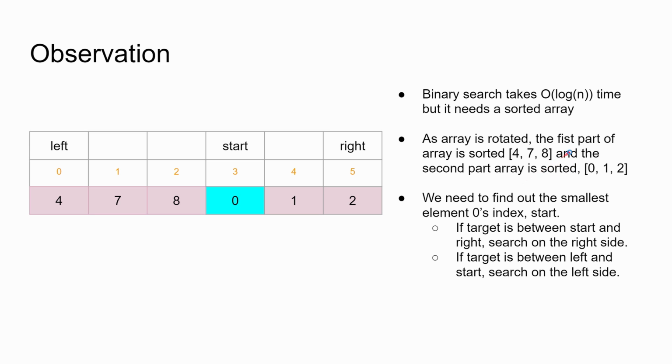As the array is rotated, the first part of the array is sorted and the second part of the array is sorted, 0, 1, 2. We need to find the smallest element, 0, at index start. If the target is between start and right, search on the right side. If the target is between left and start, search on the left side.